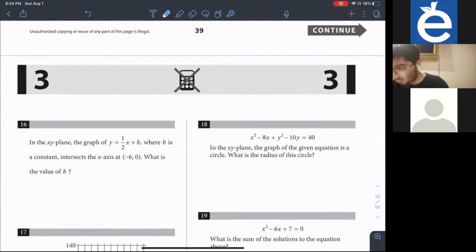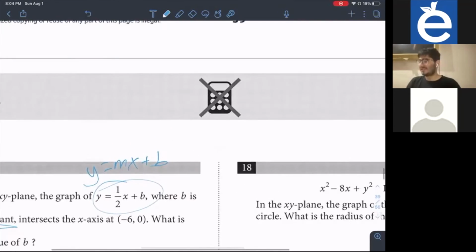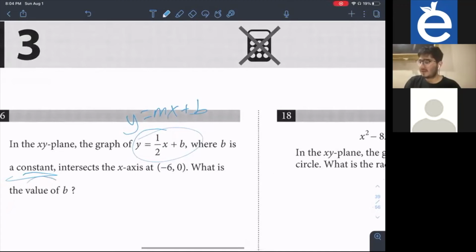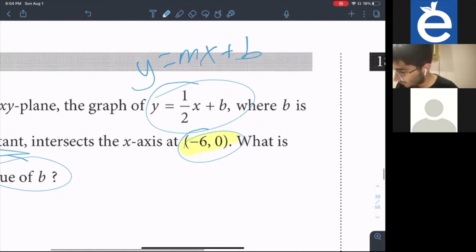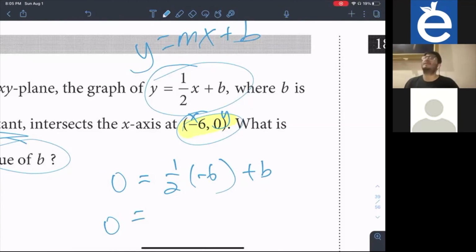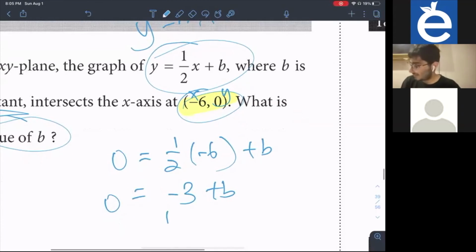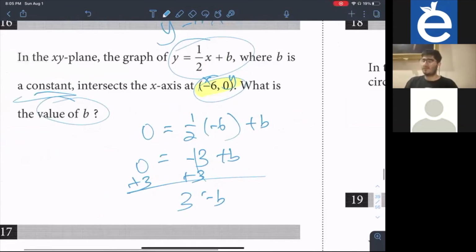In the xy plane, the graph of y equals 1/2 x plus b, where b is a constant, so we know it's a linear equation. We can also see it as the y equals mx plus b form. It intersects the x-axis at (-6, 0). What is the value of b? So basically, we can use this point and plug it into the equation to see what the value of b is. This is x and this is y. Y we know is 0, so it'd be 1/2 times -6 plus b. 0 is equal to 1/2 times -6, which is -3, plus b. Add 3 on both sides, and you get b is equal to 3. So that is our answer, the value of b, 3.